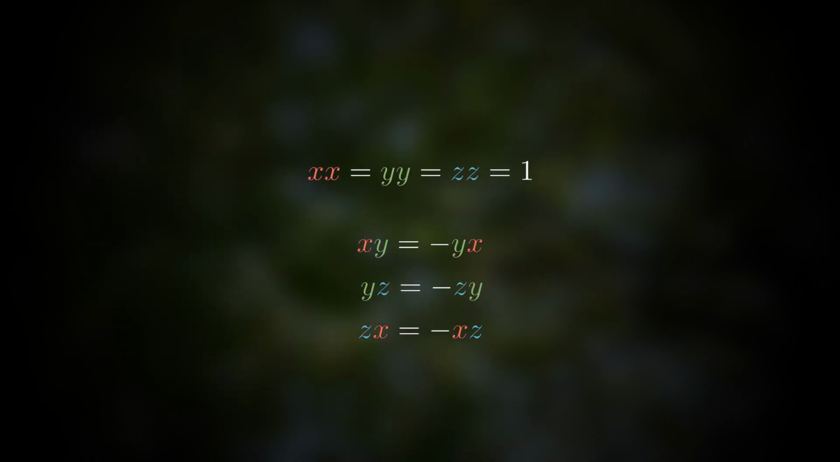Okay, it's time for 3D rotations. We add z to our list of basis vectors, which gives us xx equals yy equals zz equals 1, and xy equals minus yx, yz equals minus zy, zx equals minus xz. Let me put those rules in the corner as a reminder.